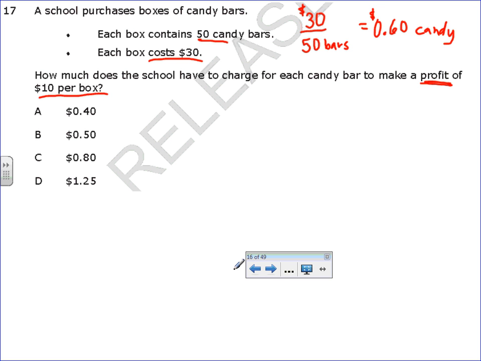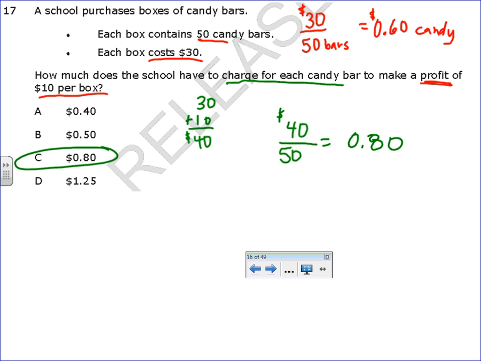Well, a profit of $10 per box would mean a total of 30 plus 10, which is $40 for the box. If I sell the box for 40 bucks, I'm going to make a profit of $10. Well, how much do you need to charge for each candy bar? I'm going to use the same process. $40 divided by 50 candy bars, and I get 0.8. See.